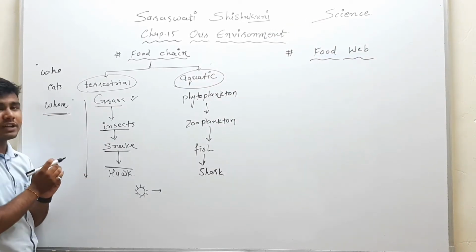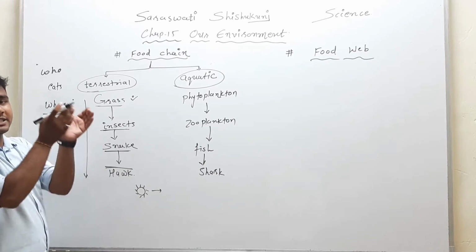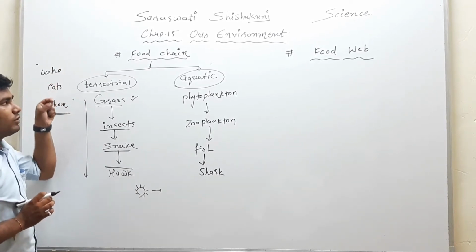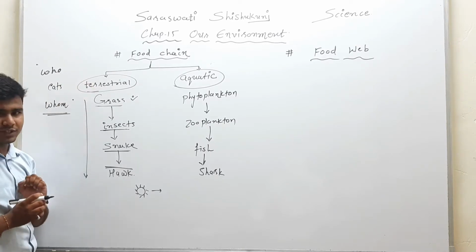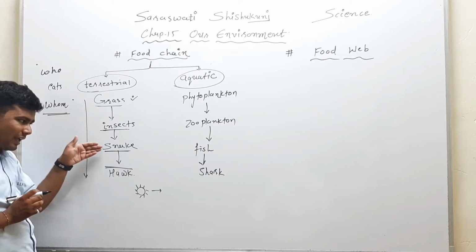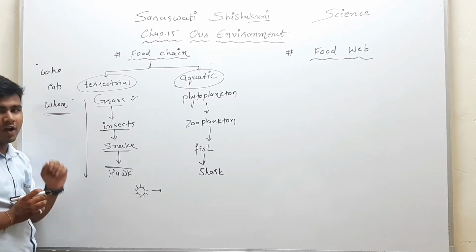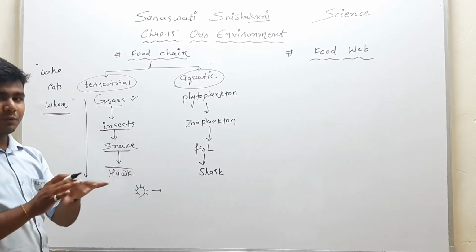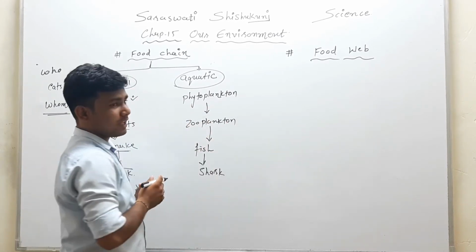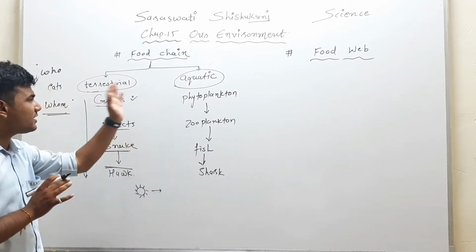It means it will give you the concept of who is eating whom in a linear manner. That is called our food chain. So this is our terrestrial food chain. Grass is eaten by insects, insects by snakes, and snakes by hawks. Similarly, in the aquatic ecosystem also we will have that. Here we have phytoplanktons. Now what are phytoplanktons? They are similar to the grass.